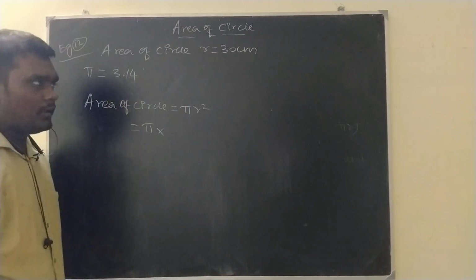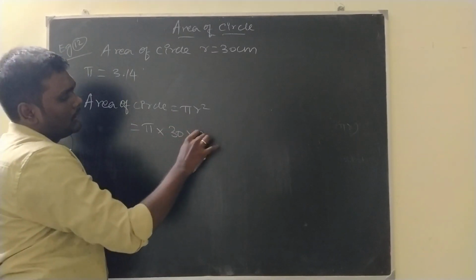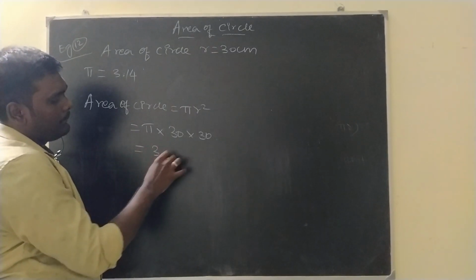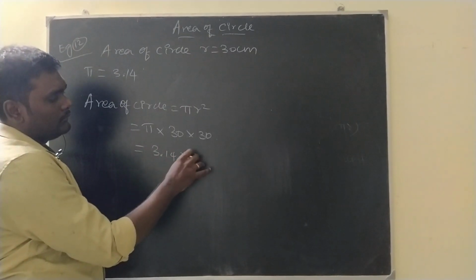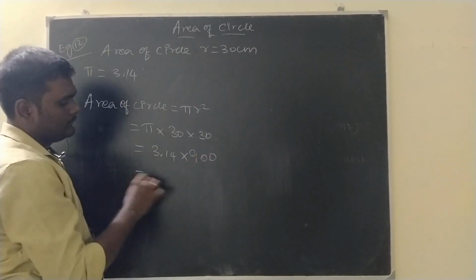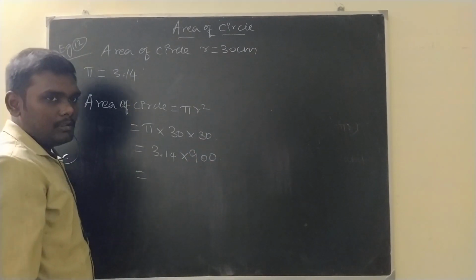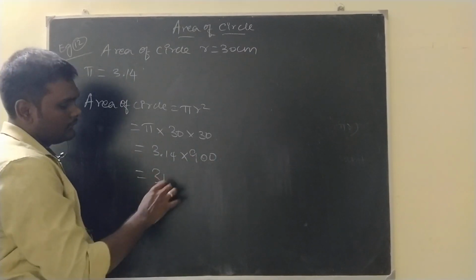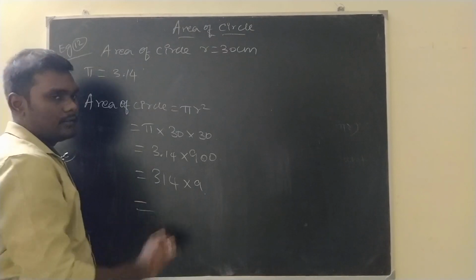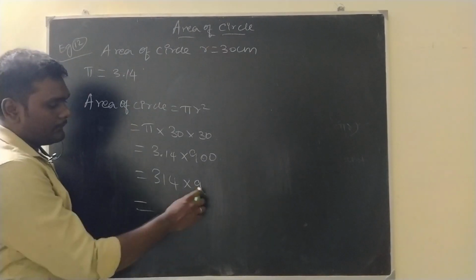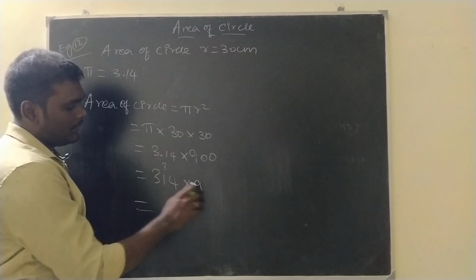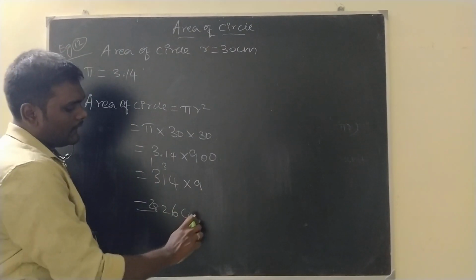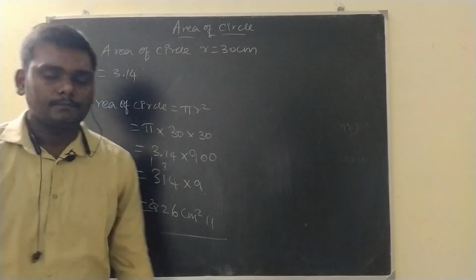So pi into r square, it is 30 into 30. Then pi value is 3.14 into 900. Now what clever people will do is consider this as 9 into 100. Multiply this with 100. 314 into 9. That is it. That is your answer. What is 314 into 9? 9 4s are 36, 3, 9, 12, 1, 27, 28, 2826 centimeter square is our answer.